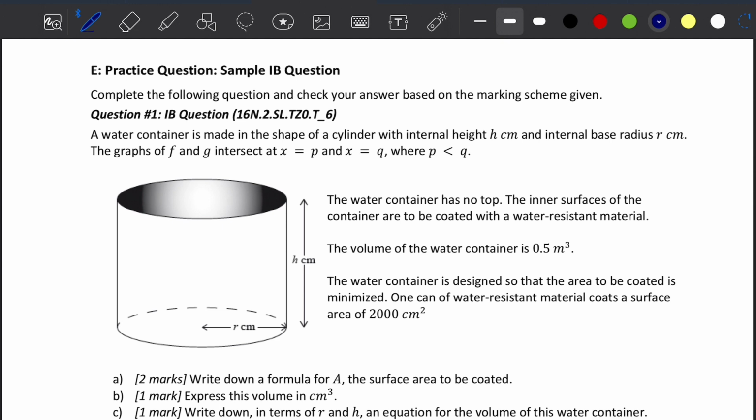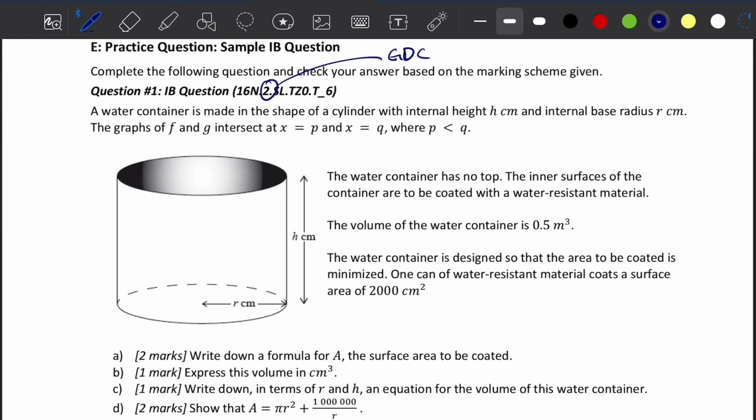So let's try some IB questions for optimization. Here we have question number 1 from 2016 November, paper 2, which means we can use GDC. We have a water container made in the shape of a cylinder with internal height h and internal base radius r centimeter, and the graphs of f and g intersect at x equals p and x equals q, where p is less than q.